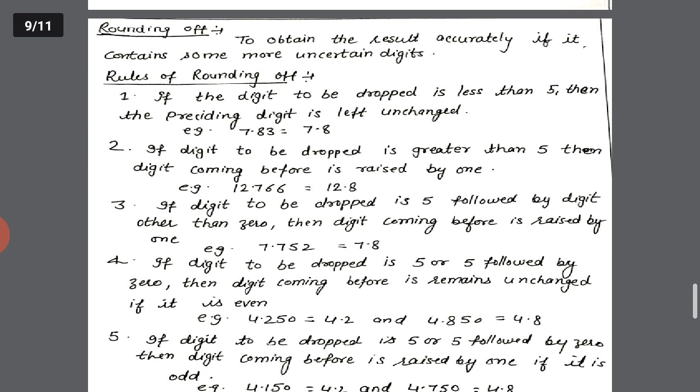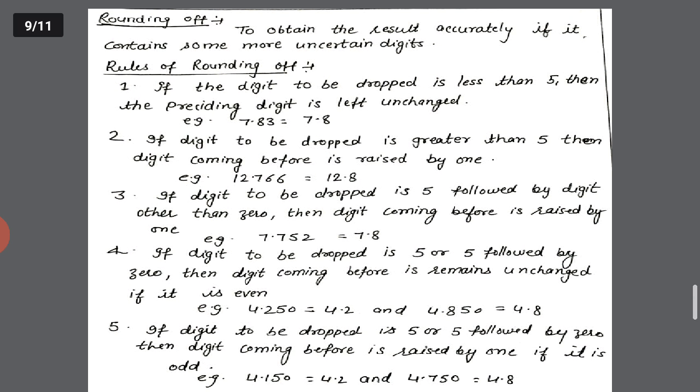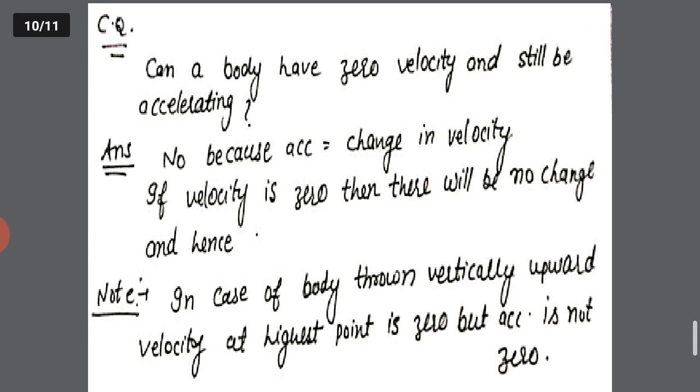Rounding off to obtain the result accurately, if it contains some more uncertain digits. Okay, round off. You have also done the same kind of activity in maths. If the value is 4.56, then it can be rounded off to 4.6 also. See the rules over there, some rules for doing the rounding off process. Okay, now see some questions.